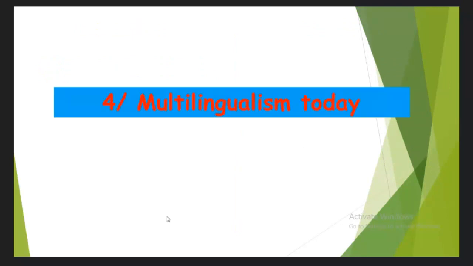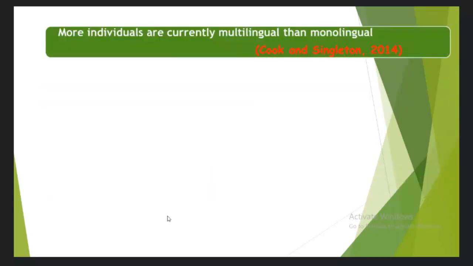And the next one I want to mention here is also the last one, multilingualism today. As we can see, in the current society, there are more multilingual individuals than monolingual. I mean, the number of people who are monolingual is less than the number of people who are multilingual, right?